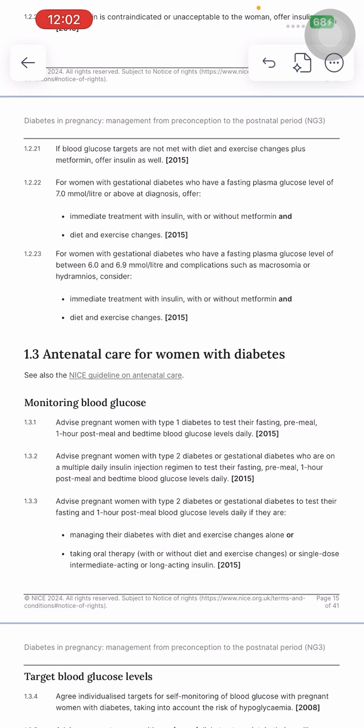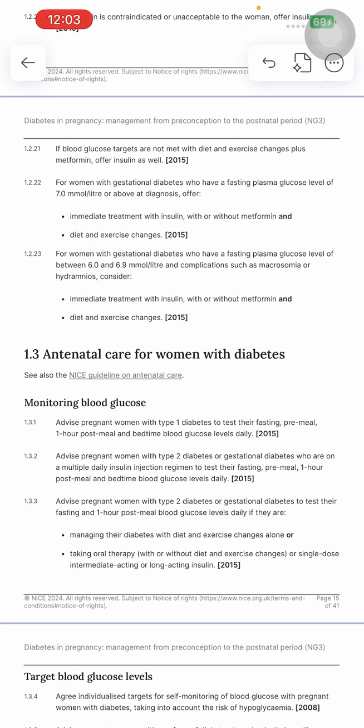So in which cases do you have to prescribe insulin directly? For women with gestational diabetes who have a fasting blood glucose level of 7 millimole or above at diagnosis, offer immediate treatment with insulin, with or without metformin, and diet and exercise changes. And for women with gestational diabetes who have a fasting blood glucose level between 6 and 6.9 and complications such as macrosomia or polyhydramnios, consider immediate treatment with insulin, with or without metformin, diet and exercise.